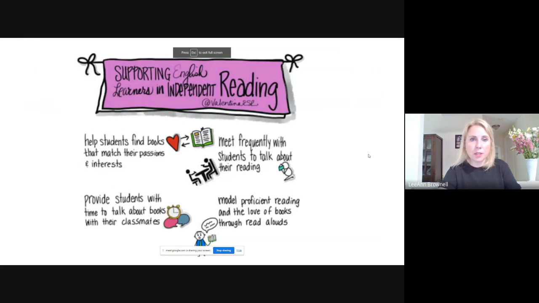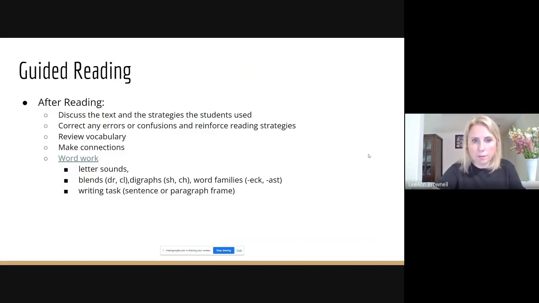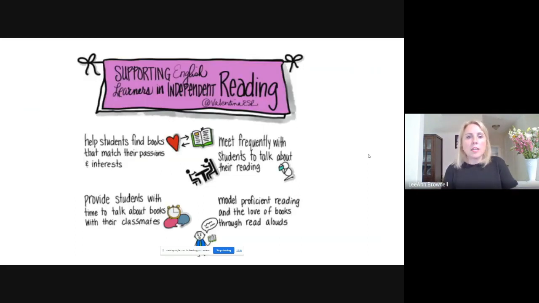All right. So the importance of, hold on, did I skip a slide? No. All right. So this is going to give students an opportunity to find books that match their interests. It's going to give them time to talk about the books with their groups. And then it's also an opportunity to model proficient reading and hopefully develop a love of books.